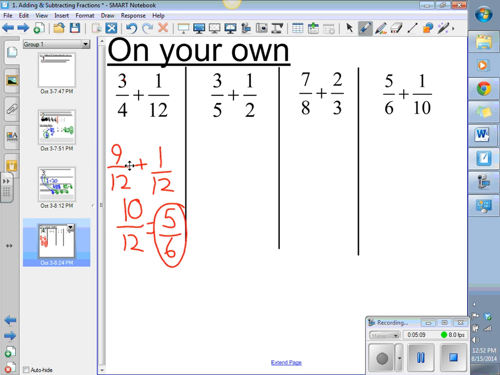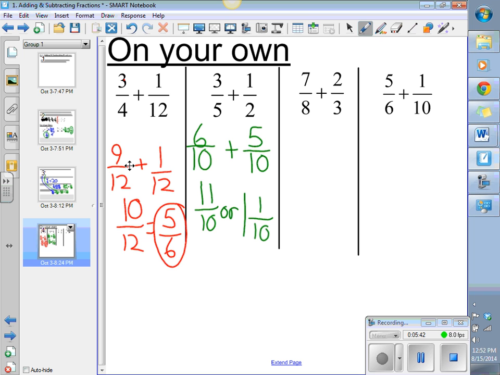3/5 plus 1/2. Well, 5 and 2, we can multiply them together. We get 10 as a common denominator. 5 times 2 is 10, so 3 times 2 is 6. 2 times 5 is 10. 1 times 5 is 5. Add these up. We get 11/10, which I'm okay with. Or you can convert that to 1 and 1/10.